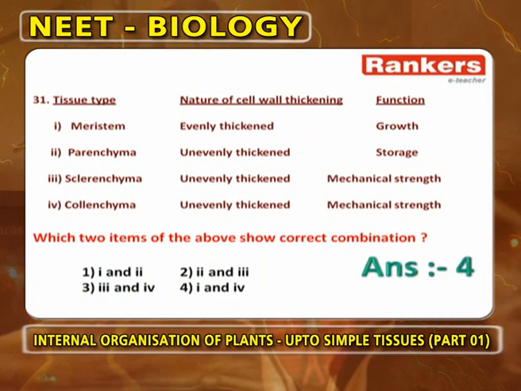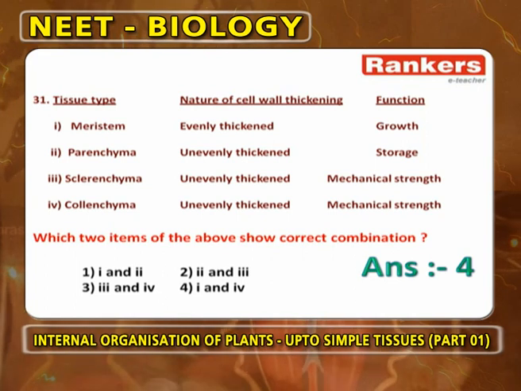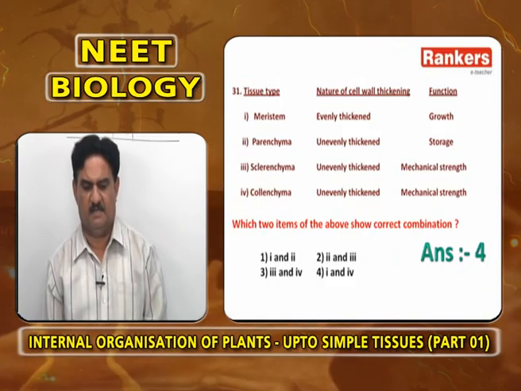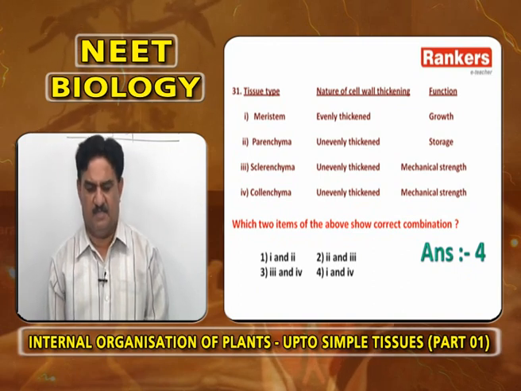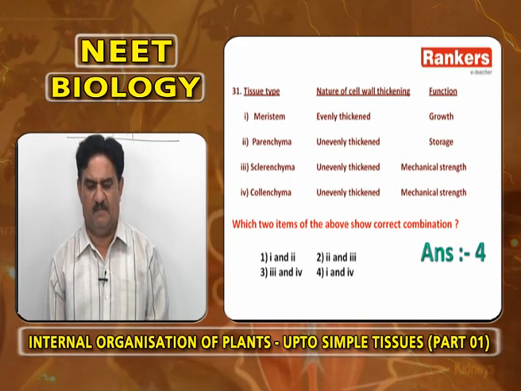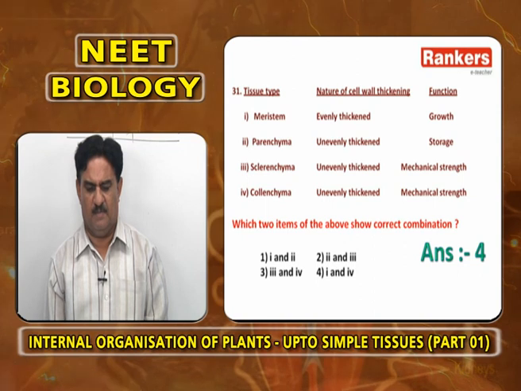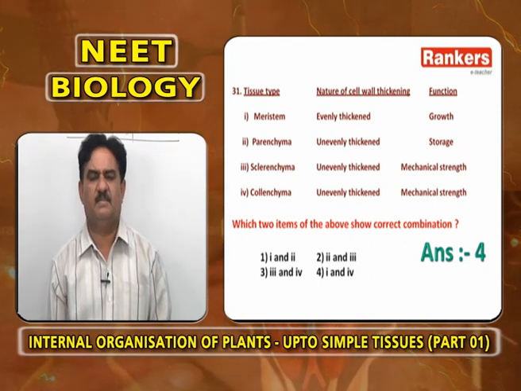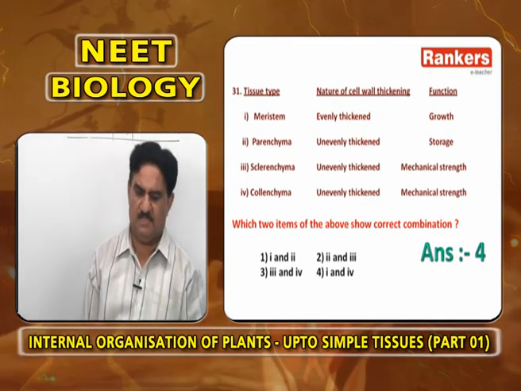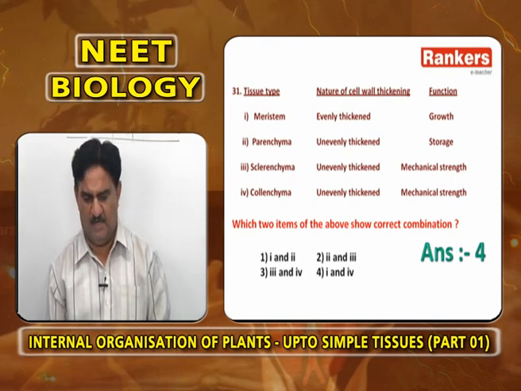This is a 3-column matching: tissue type, nature of cell wall thickening, function. Meristem, evenly thickened, helps in growth. Parenchyma, unevenly thickened, helps in storage. Sclerenchyma, unevenly thickened, mechanical strength. Collenchyma, unevenly thickened, mechanical strength. Parenchyma unevenly thickened storage is wrong. Sclerenchyma unevenly thickened mechanical strength is wrong. Meristem evenly thickened helps in growth is correct. Collenchyma unevenly thickened mechanical strength is correct because collenchyma is a living mechanical tissue. So the two correct combinations are 1 and 4.